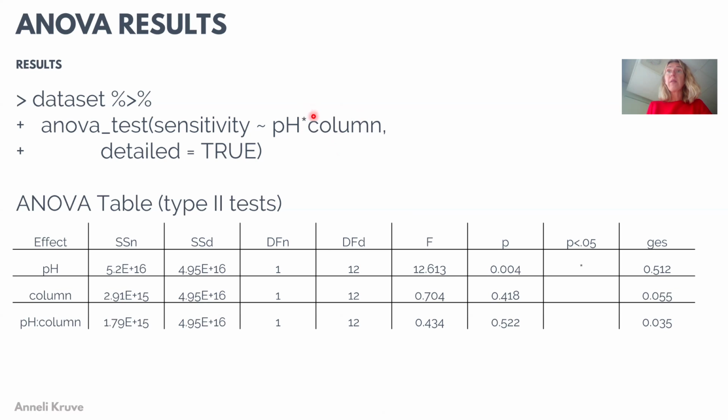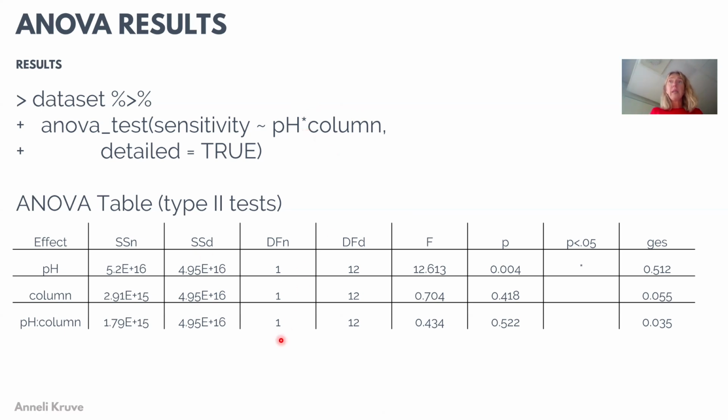And if we are hypothesizing that the interactions should also be considered, we can use the multiplication sign between them. If we know from chemical logic that the interactions cannot happen, we should write the plus sign, which means that we want to test for the effect from factor A and the effect from factor B, but not for the interaction of these two.